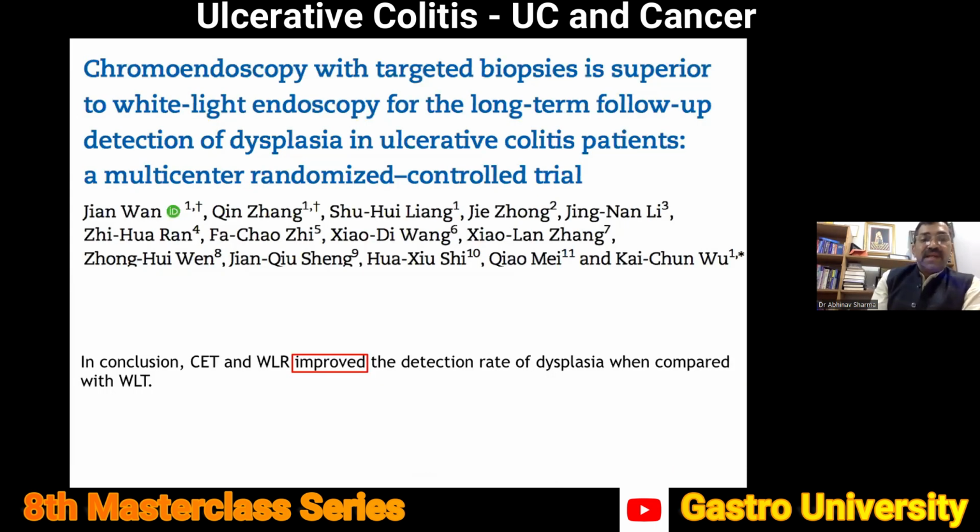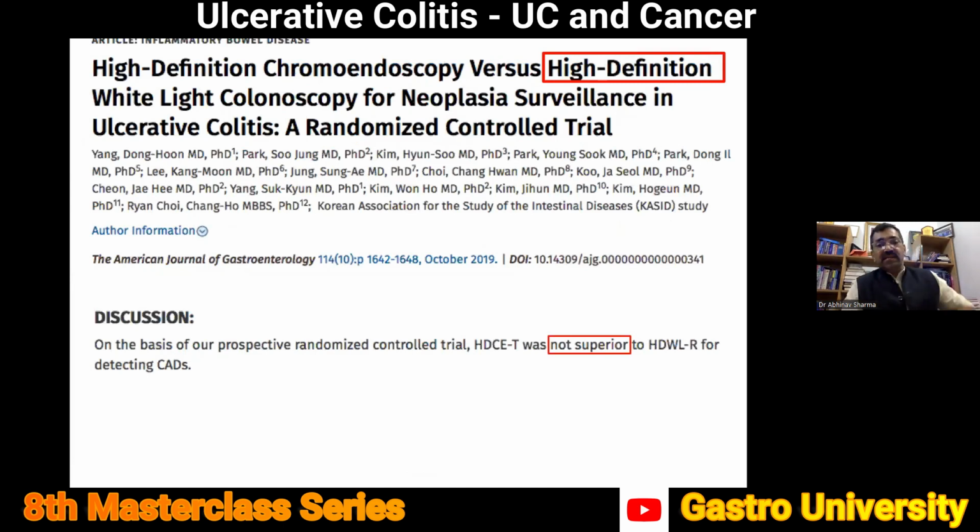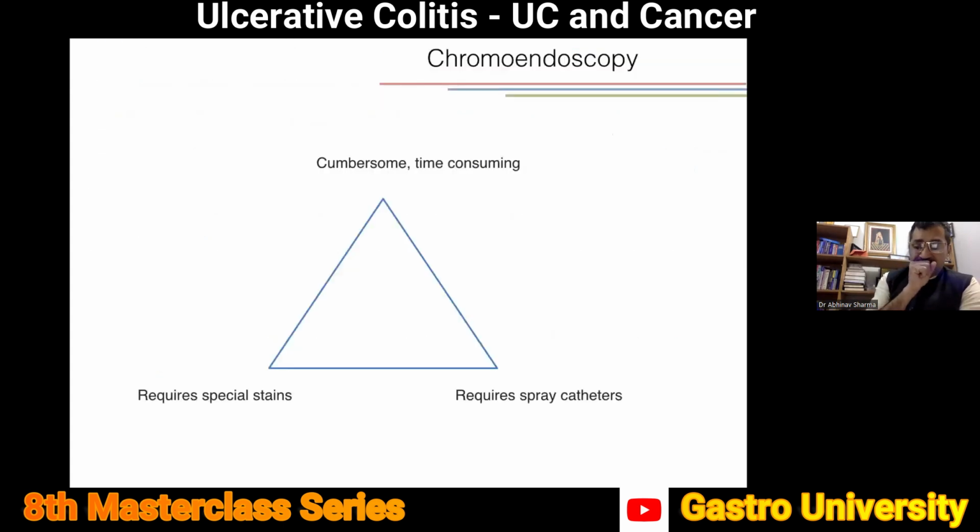Now, this is a comparison between white light endoscopy and chromoendoscopy, and chromoendoscopy improves the detection rate of dysplasia. But if you have a high definition endoscope, then it was found that high definition endoscopy is equal to chromoendoscopy. So improvement in the endoscope can also improve the detection rate. This study very well outlines that. Now, the problem with chromoendoscopy is it's cumbersome. It requires special stains, and it requires a special spray catheter.